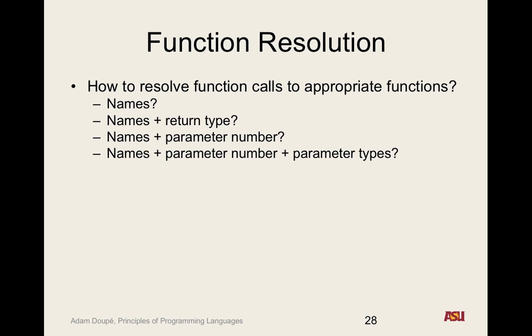Maybe we want to do names plus parameter number plus parameter types. So actually, the types of the parameters. So I could define a function foo that takes in strings or that takes in integers, right? The compiler can hopefully figure out which one's which. Anything else? Is there anything super weird? Hand?